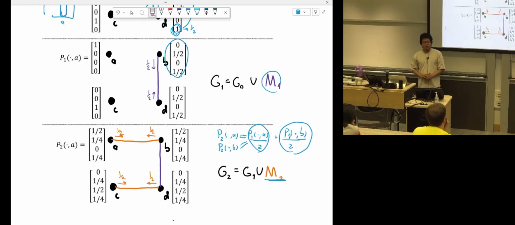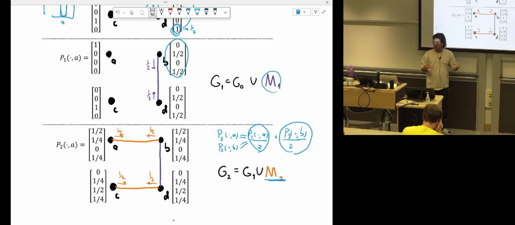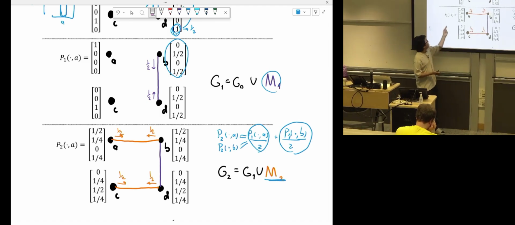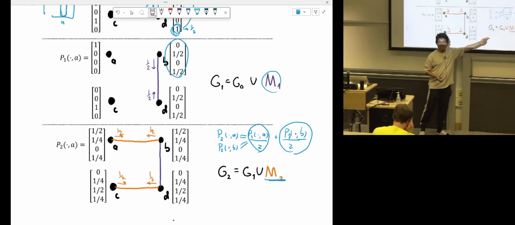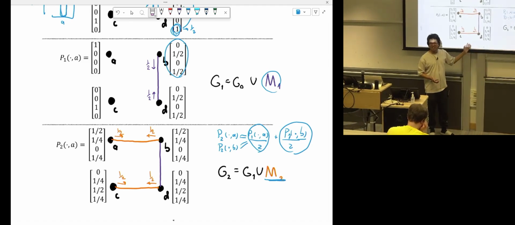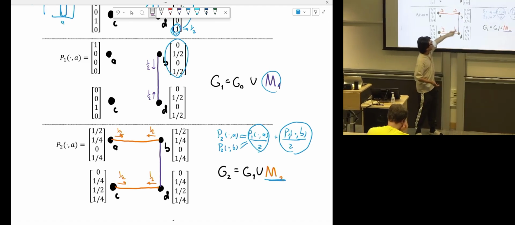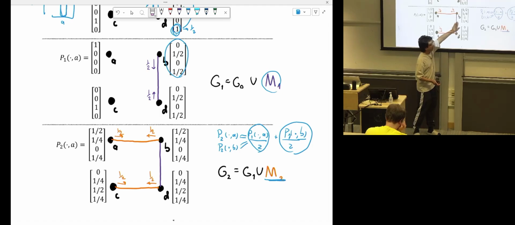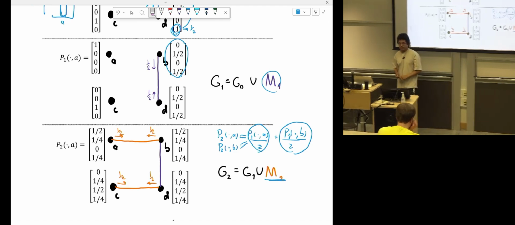And so far we just see that this process defines a flow that routes P2 in G2 with congestion 1. Like this edge is not used here, and congestion here is 1. In this route, only edges in M2 are used. Congestion of this is 1 too. So every edge has congestion 1.